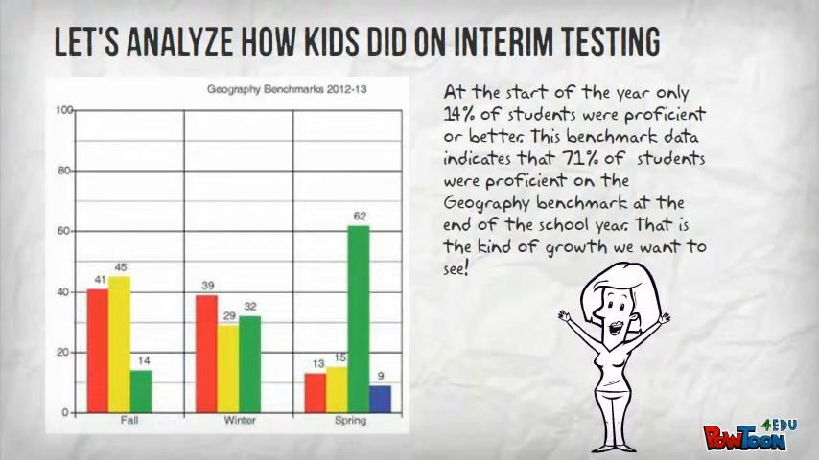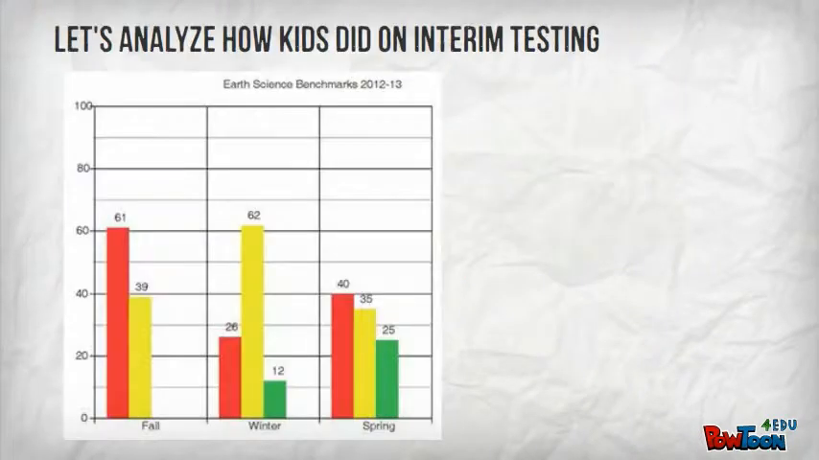This next example demonstrates the kind of growth we'd like to see in all core content areas at KCAA. At the beginning of the school year, only 14% of students in geography were proficient or better. This benchmark data indicates that 71% of students were proficient or better on the geography benchmark final at the end of the school year. Outstanding growth and strong achievement.